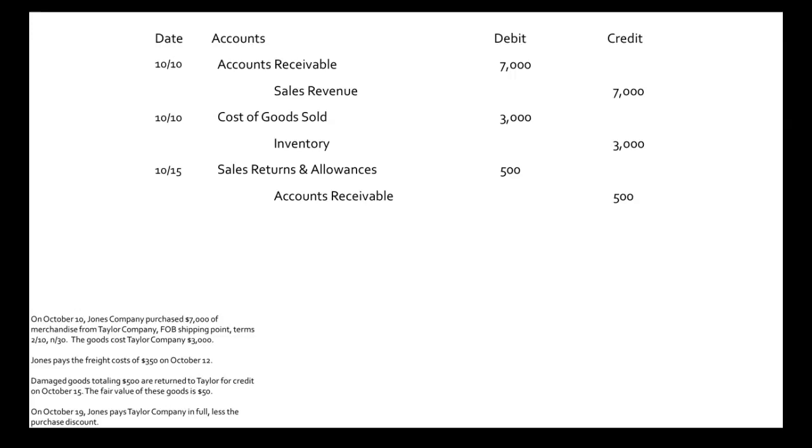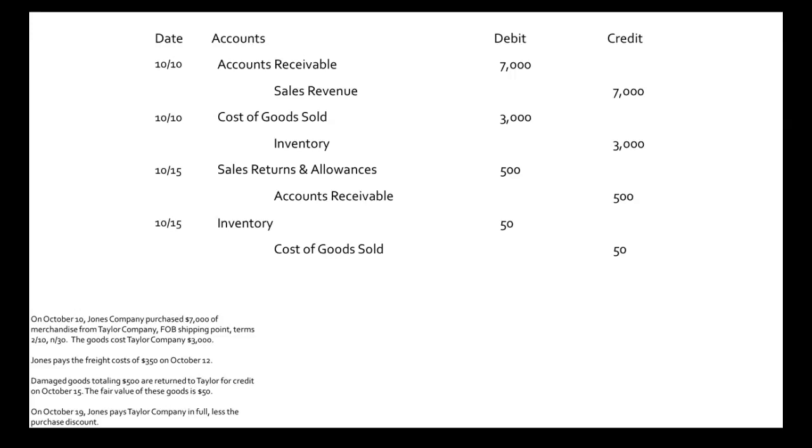Then we have this $50 fair value, right? We're told that the fair value of these damaged goods is $50. What's that meaning to us? Well, that means that we now have inventory back in our hands worth $50. So we want to debit our inventory for $50, and we credit our cost of goods sold by $50 because we didn't actually sell those goods, right? So we need to decrease that cost of goods sold expense account.